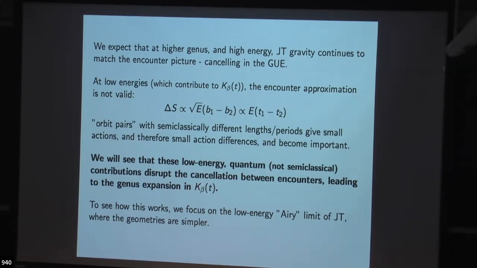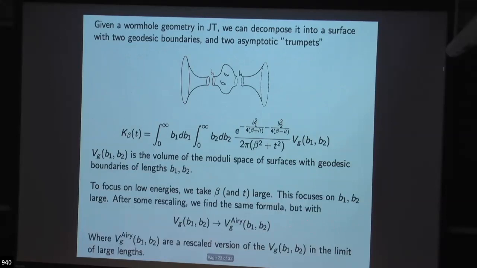And to explain this, we're going to back off a little bit from JT gravity, which is a bit complicated. Well, that's not very complicated, but we're going to study an even simpler model, which is just the low energy Airy limit of JT. And the reason is the geometries are simpler. So let's discuss why they're simpler. The first thing we want to do is say, let's take any wormhole geometry in JT. We start with JT and we'll take a limit.